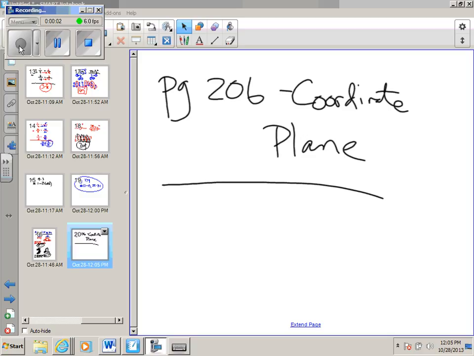Rule 6, graphing points in the coordinate plane. Chapter 1, we use the coordinate plane to graph ordered pairs. So this should be reviewed to some extent.